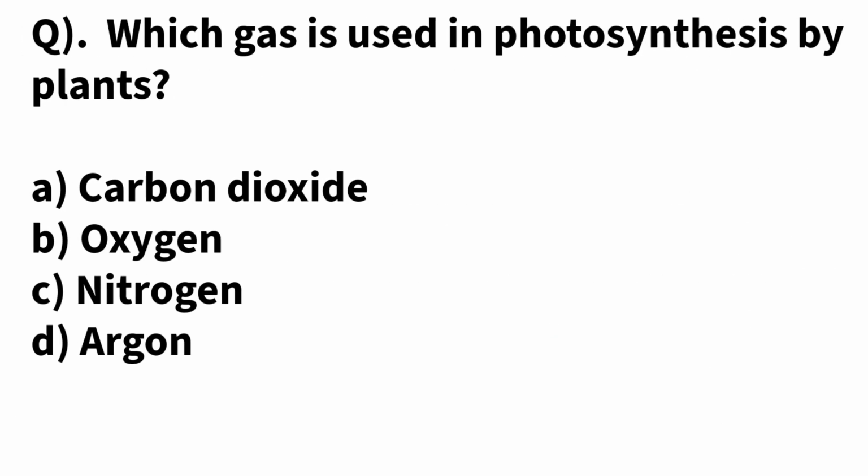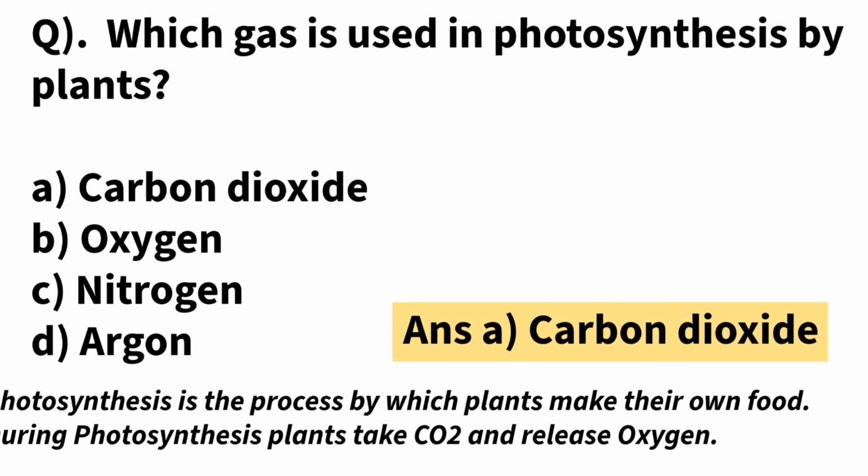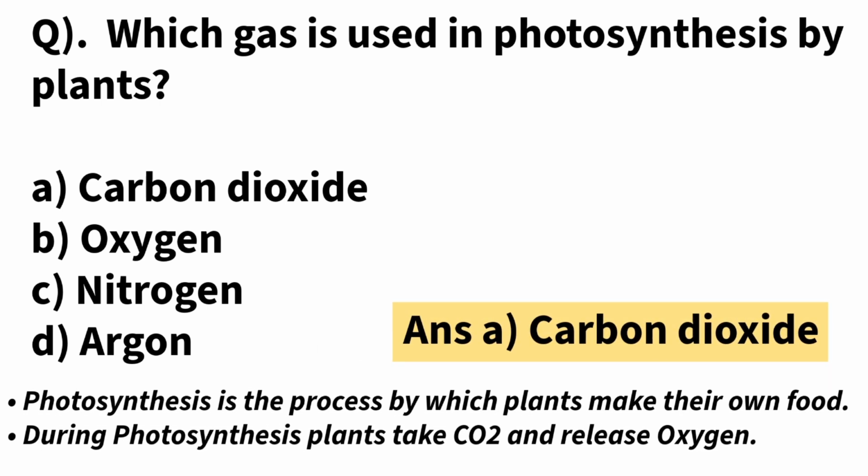Which gas is used in photosynthesis by plants? The answer is option A, carbon dioxide. Photosynthesis is the process by which plants make their own food. During photosynthesis, plants take CO2 and release oxygen.